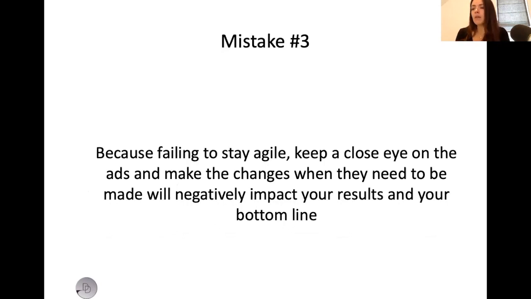So we don't just leave your ads to run, which is one of the reasons that plenty of businesses outsource campaigns to experts like us, because failing to stay agile and keeping a close eye on the ads and make the changes when you need to will negatively impact your results and negatively impact your bottom line. And it's usually the businesses that don't monitor and optimize their ad campaigns that think Google ads don't work and they're a waste of money. And the other thing to mention is Google are constantly changing their algorithm. So it's important to keep up to date with these changes, which is what we have to do to make sure our clients are getting the best return from their ad spend.